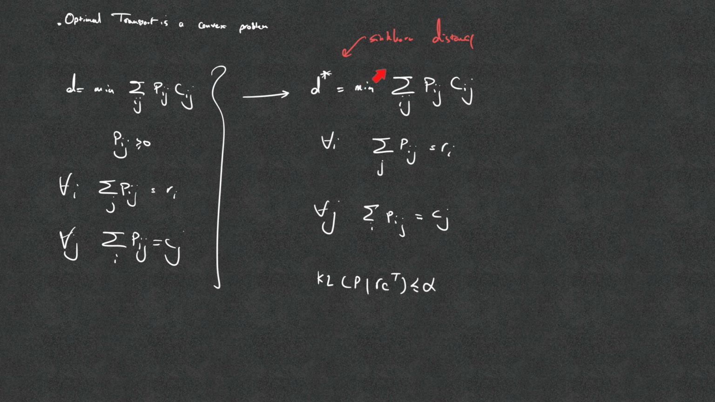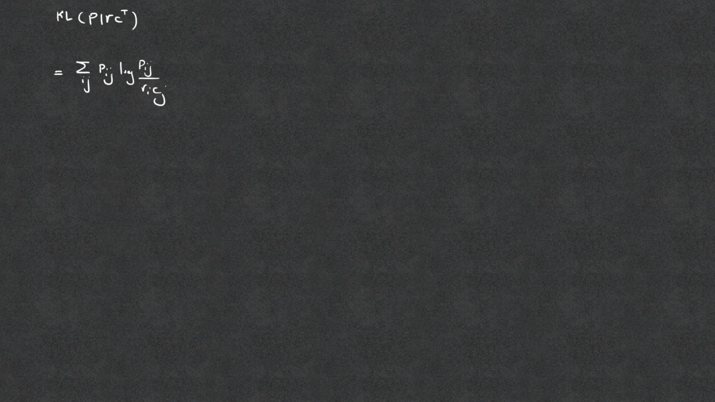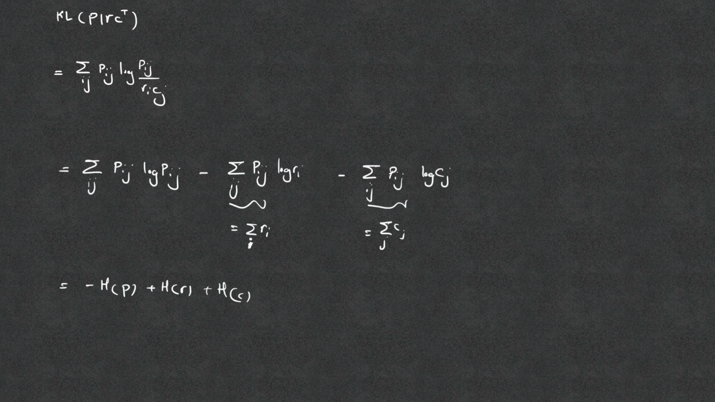Now, you can look at basically the Sinkhorn distance, and let's discuss this problem a little bit in more detail. First off, let's compute the KL divergence between P and R C transposed. It's going to obviously be, so let's follow the KL divergence formula. You're going to have this probability versus this probability value. Let's expand it. You will have this type of formulation.